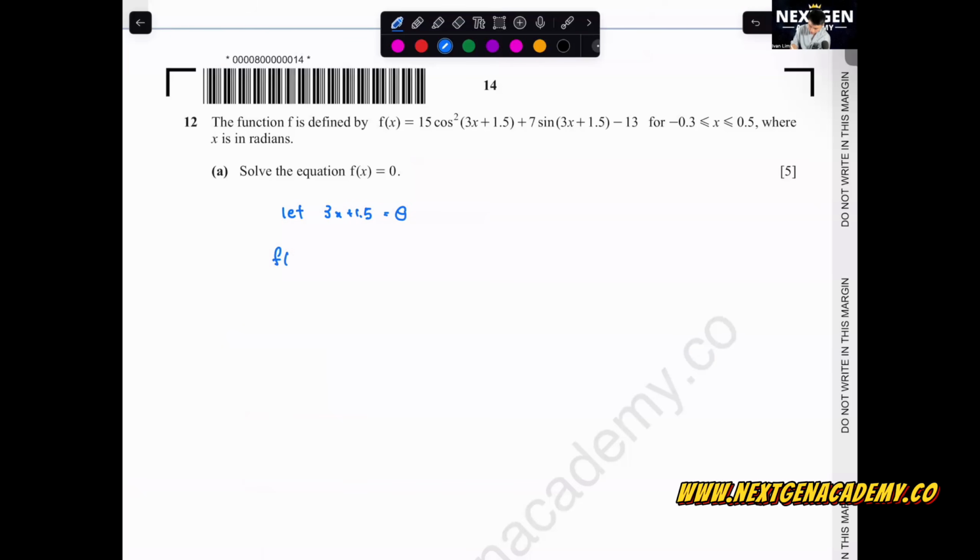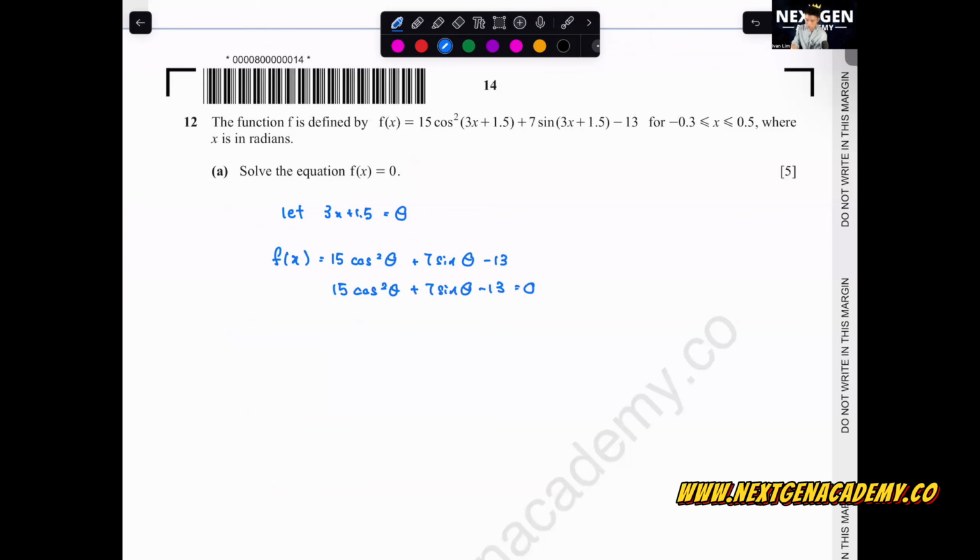So f(x) equals 15 cos square theta plus 7 sine theta minus 13. Clearer? Like that? Much easier, right? Then you don't have to keep writing also. Okay, we want to solve for this, which equals 0. What can we do to simplify first? They say 15 cos square theta plus 7 sine theta minus 13 equals 0.